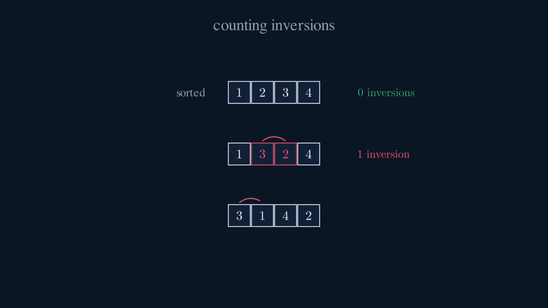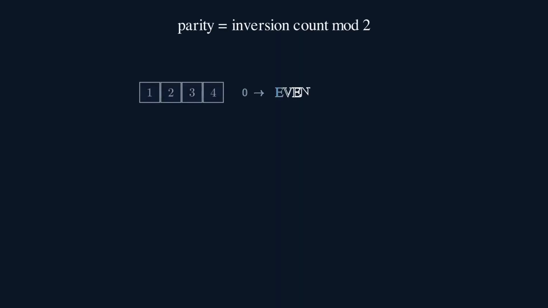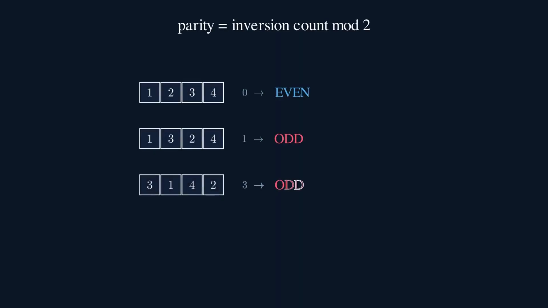Try a more scrambled list. 3, 1, 4, 2. 3 is before 1. 3 is before 2. 4 is before 2. 3 inversions. What matters is not the exact count, but whether it is even or odd. Even or odd, mod 2, is the parity of the list.